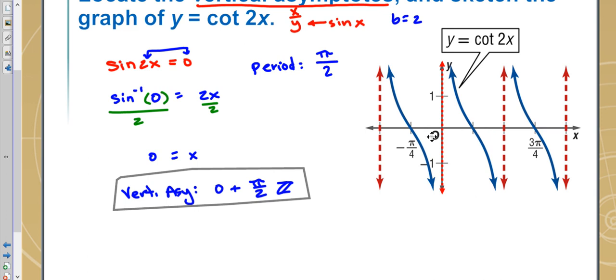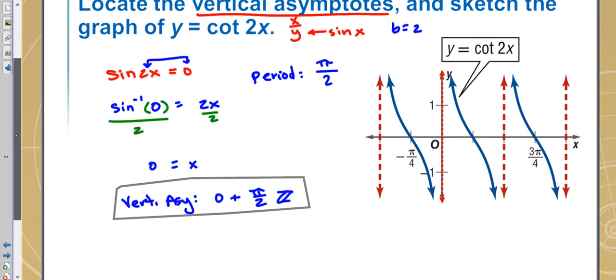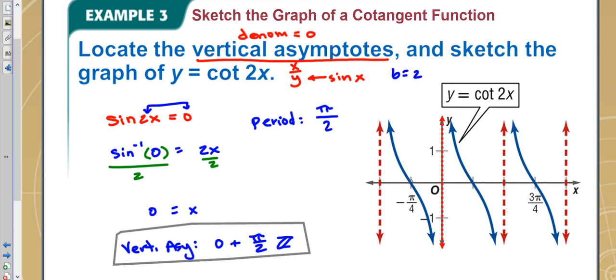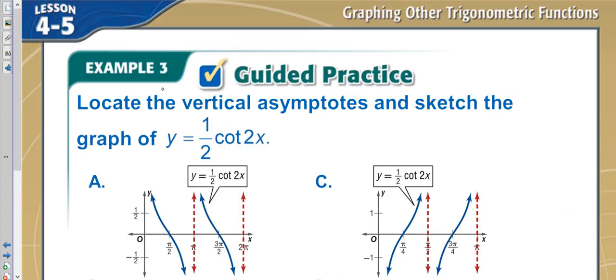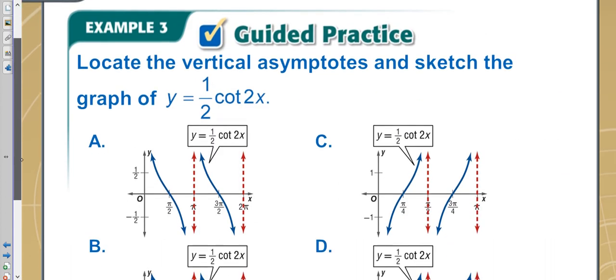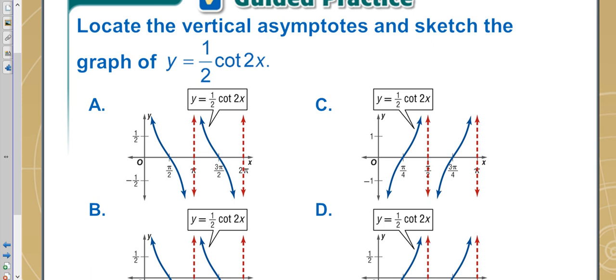If, for example, you wanted to find the roots where it crosses the x-axis, the way you do that is you find when the numerator is equal to 0, which in this case would be when cosine of 2x would equal 0. Here's one for you to try. You can graph it and see which model is correct.